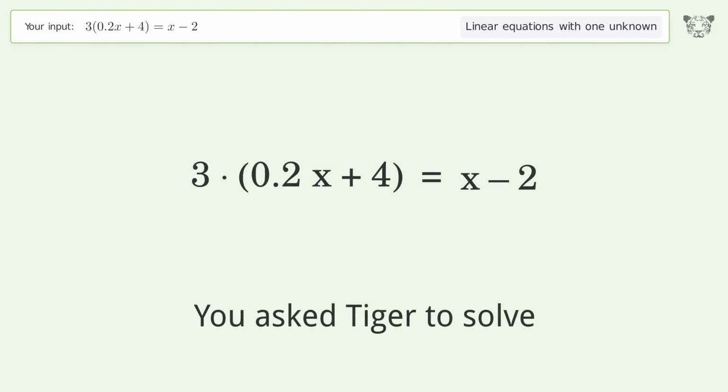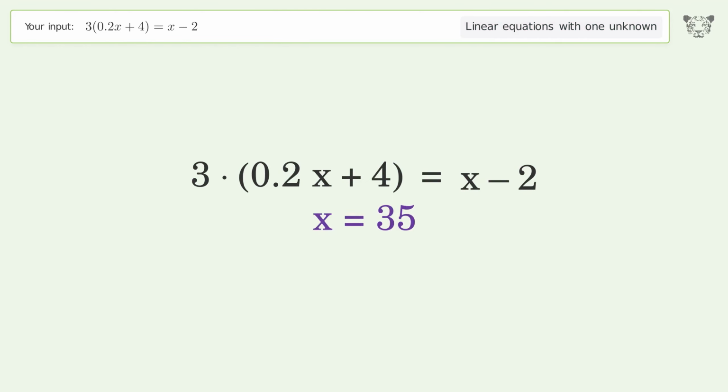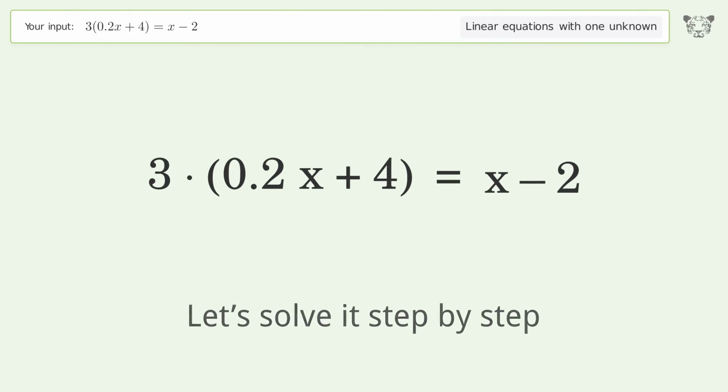You asked Tiger to solve this. This deals with linear equations with one unknown. The final result is x equals 35. Let's solve it step by step.